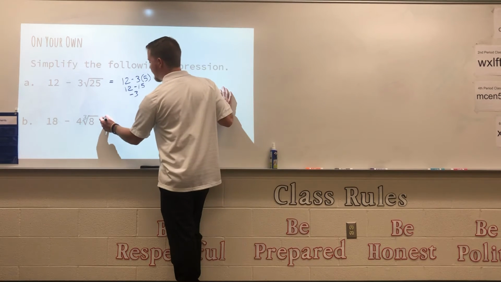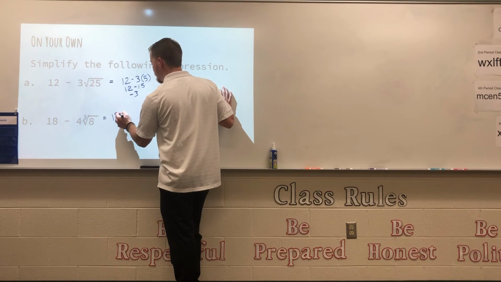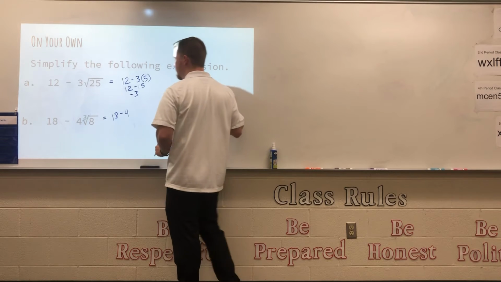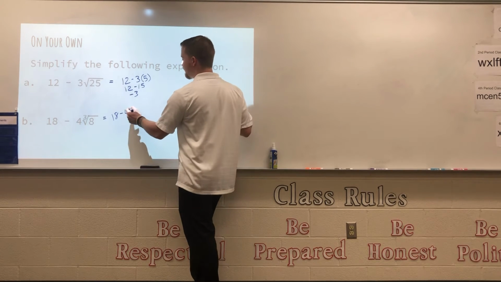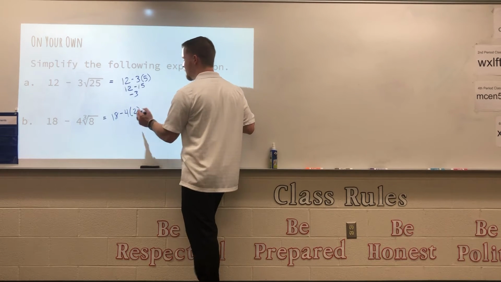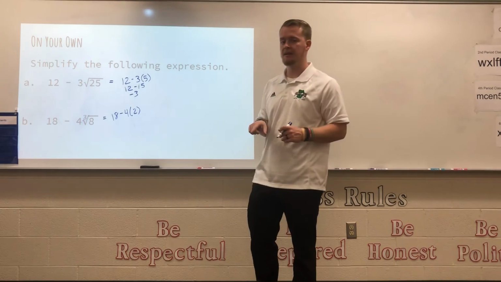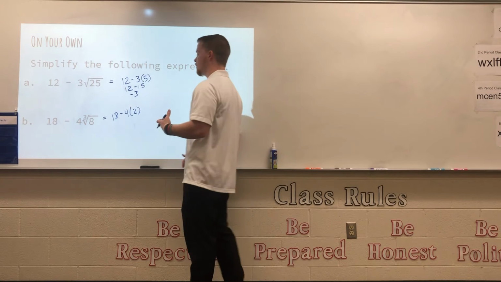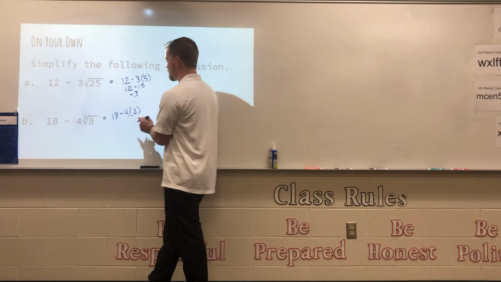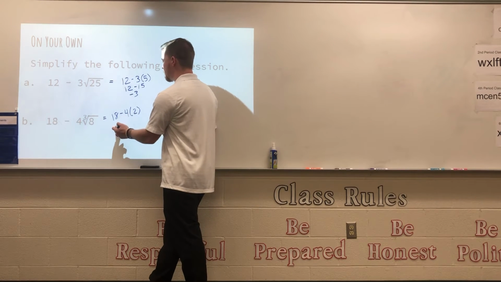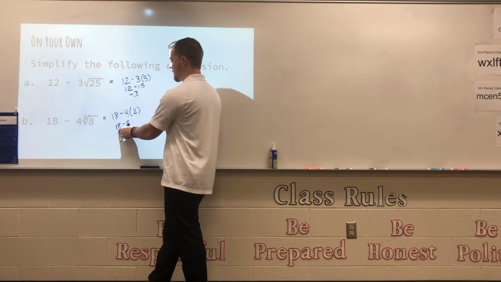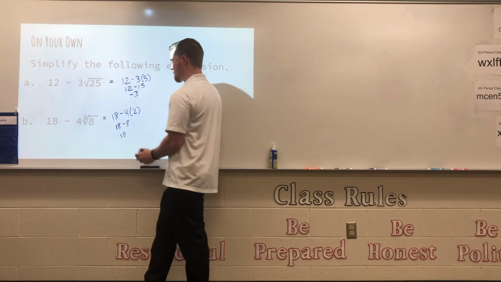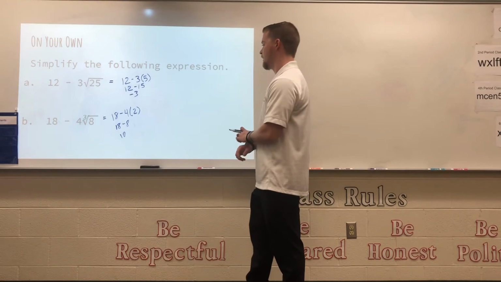Next one, we have 18 minus 4 cube root of 8. So first I'll do the cube root of 8, which is 2. And again, on your calculator, you just type 8, the second button, and 0, and that'll give you the cube root of 8, which is 2. Then we do the multiplication, 18 minus 8, and then 18 minus 8 is 10. So your final answer should be 10.